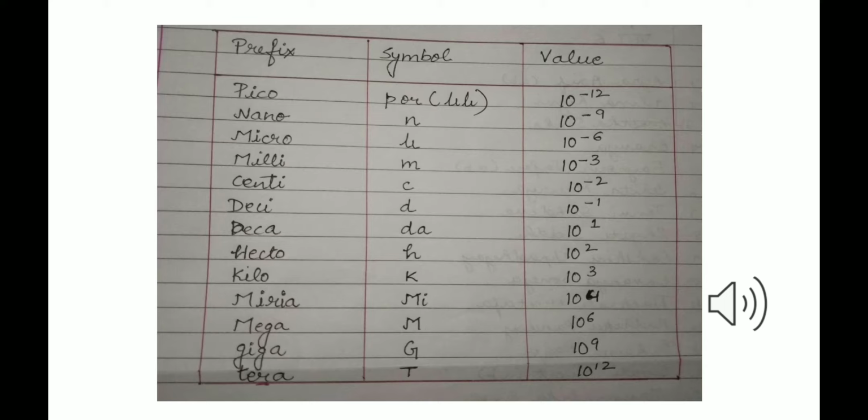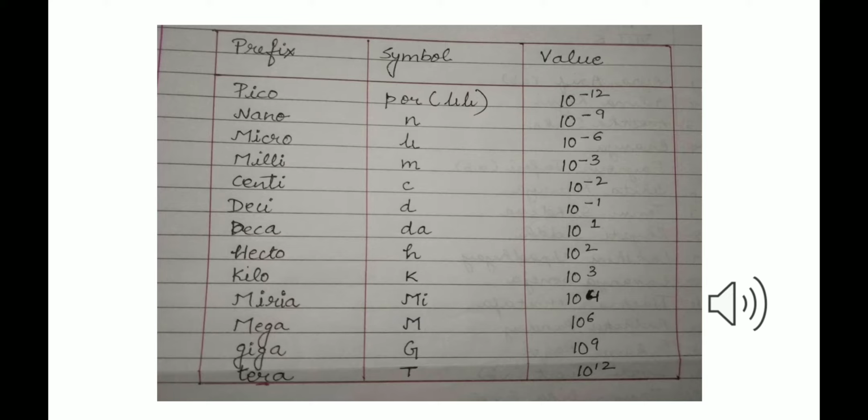Suppose I say milli. If I put milli in front of meter, that will mean 10 to the power minus 3 meters. This is to be learnt by you because it may be asked in the examination to change from one to the other. So these are pico, nano, micro, milli, centi, deci, deca, hecto, kilo, myria, mega, giga, tera. And the values and the symbols are given.